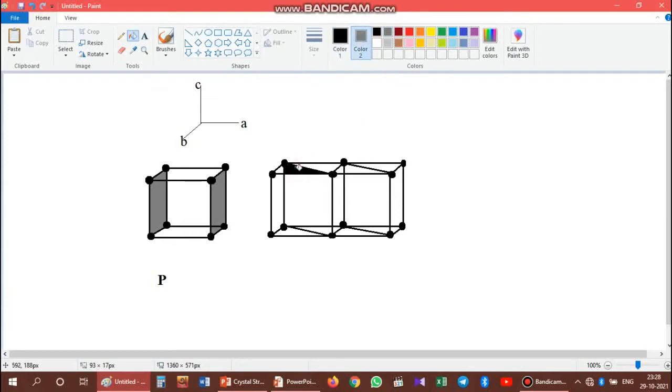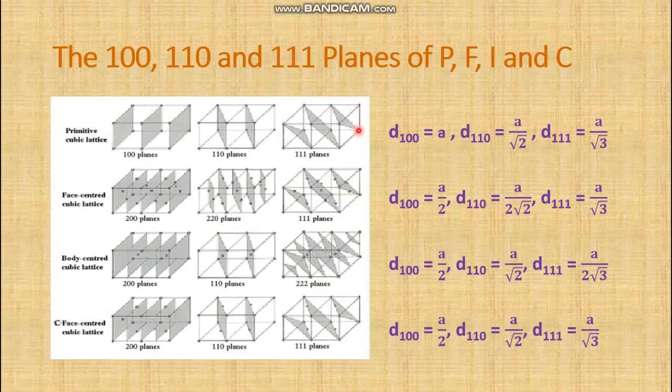This is one plane. Sorry. This is the 110 plane, and this is the 110 plane. Okay, so this is 110 plane for primitive lattice. Now how to draw the 111 plane? 111 plane is this, isn't it?